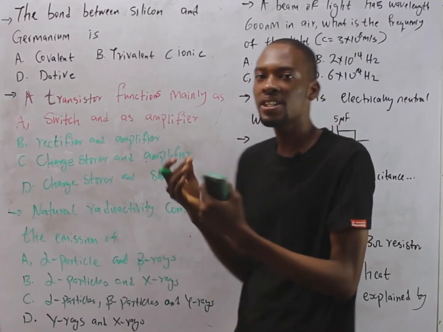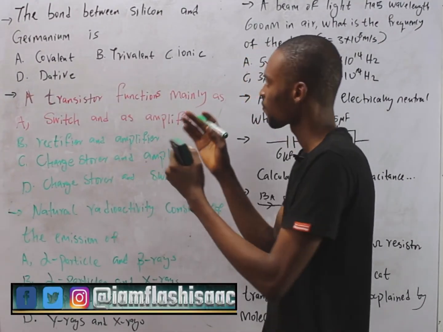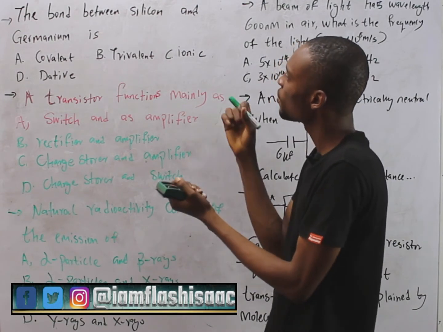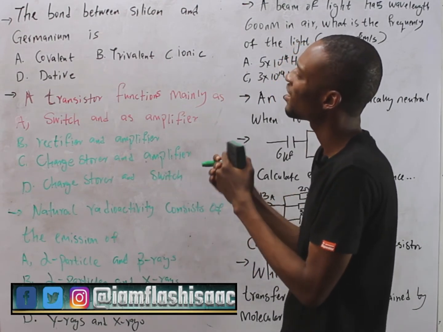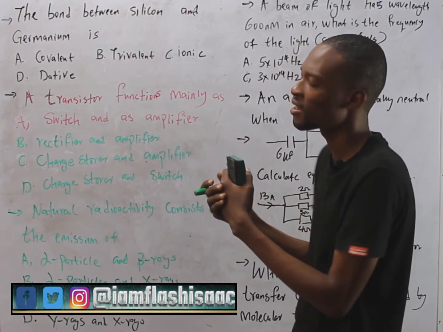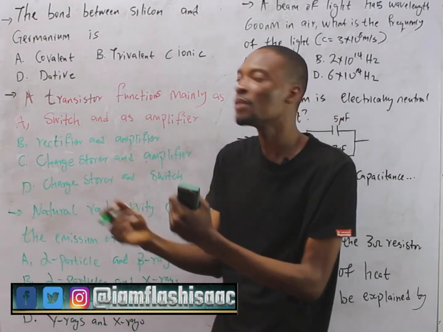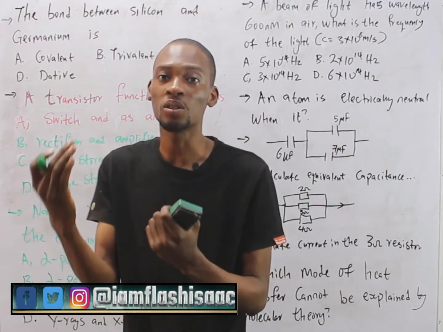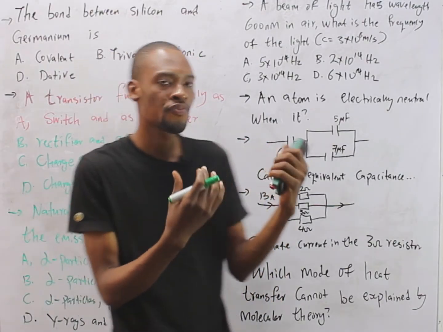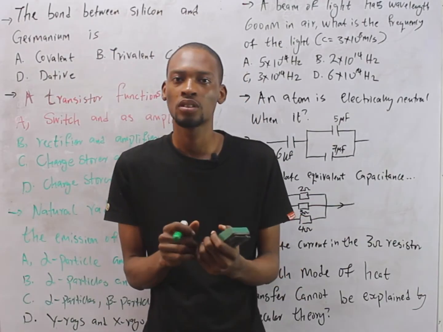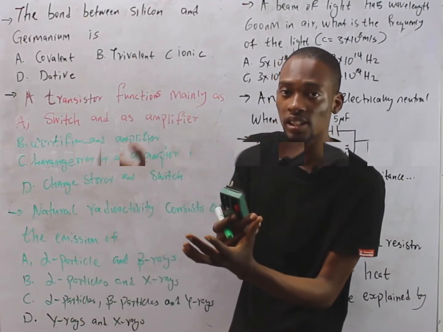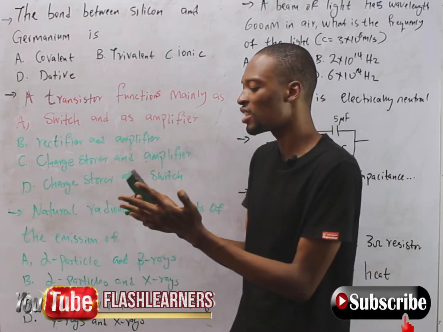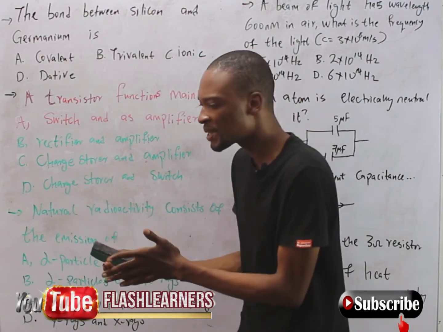Now let's take a look at this set of questions. The first one says the bond between silicon and germanium is dash. The two best known semiconductors are silicon and germanium. In physics, we have conductors, semiconductors, and insulators.